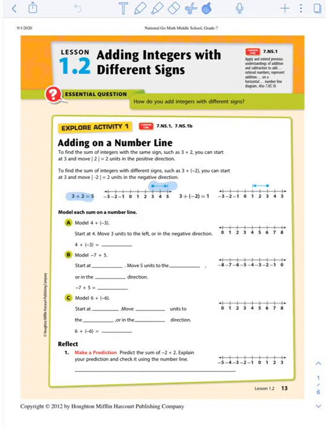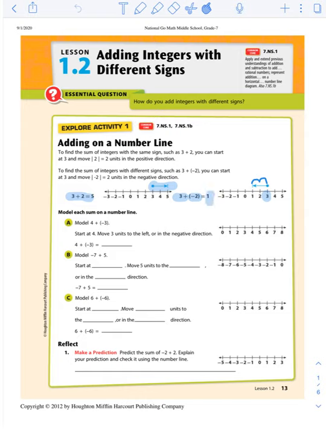Now what happens when we add a negative? When we do 3 plus negative 2, we're still going to start at 3, but because we're adding a negative, instead of going to the right to the more positive numbers, we're going to go to the left. So 3 plus negative 2, we move over 2 spaces from 3 to get the answer 1.